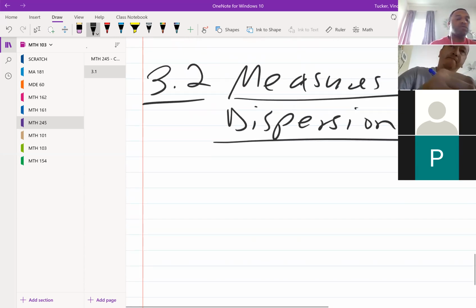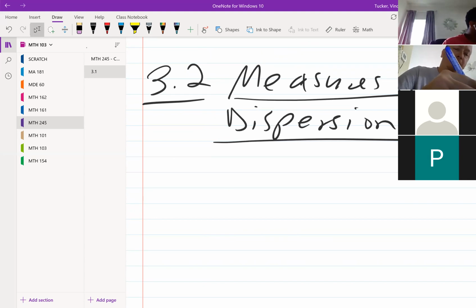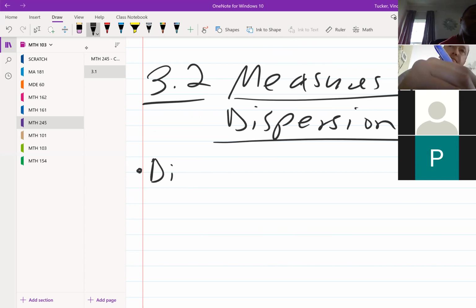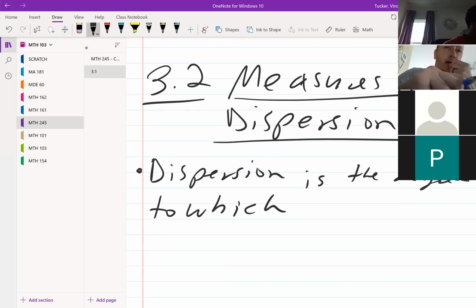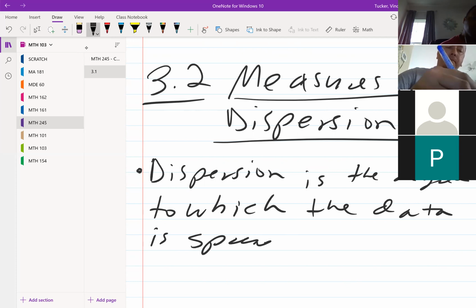All right, 3.2, measures of dispersion. So dispersion is the degree to which the data is spread out or dispersed.